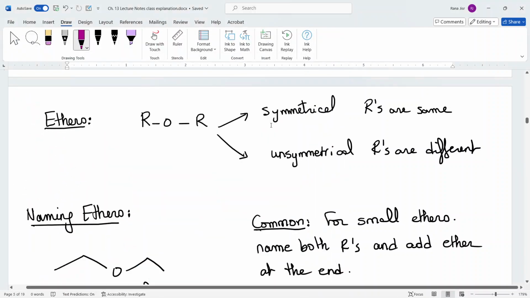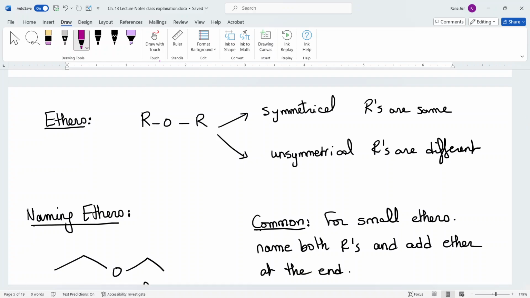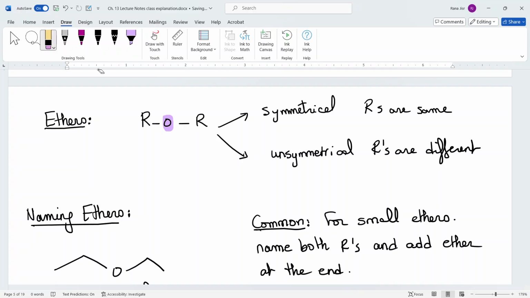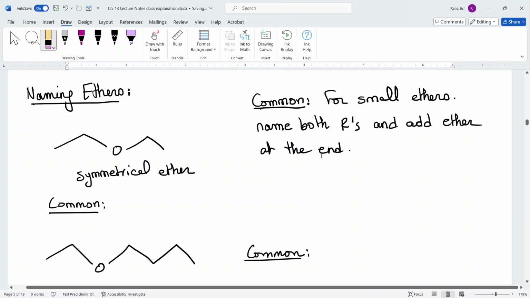For ethers, they can be either symmetrical or unsymmetrical. And the functional group is the oxygen in there. This is the general formula of the ether. If the R's are the same, then these are symmetrical. If they are not, then they are unsymmetrical ethers.